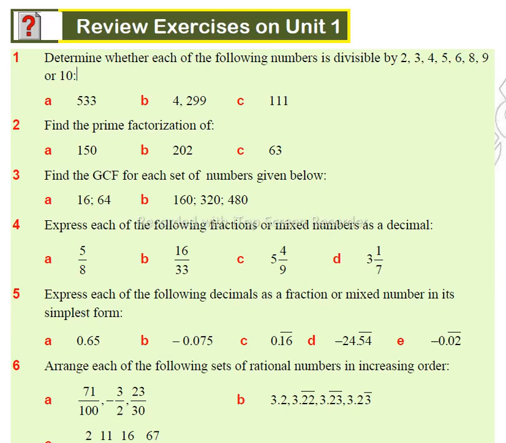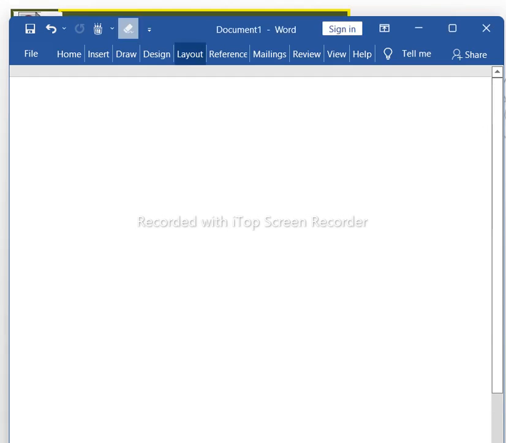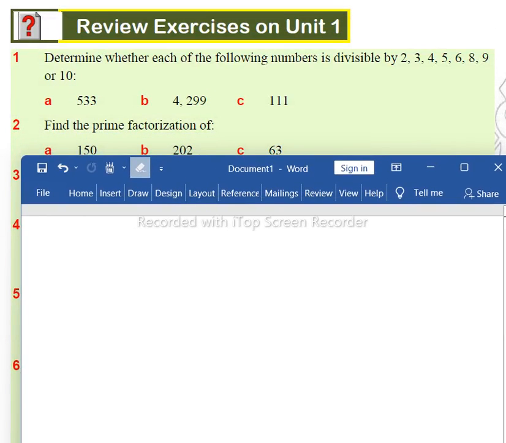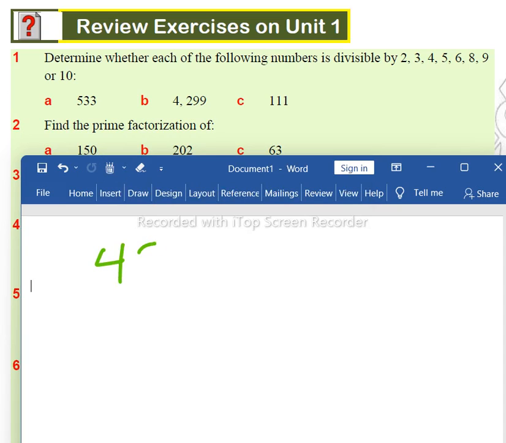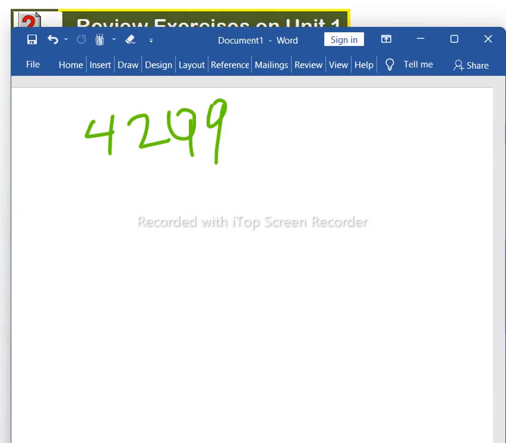Let us see question number 4, letter B. We are given 4299 as the number. For 2 it is not divisible because the last digit of this number is 9. 9 is not divisible by 2, so this number is not divisible by 2.